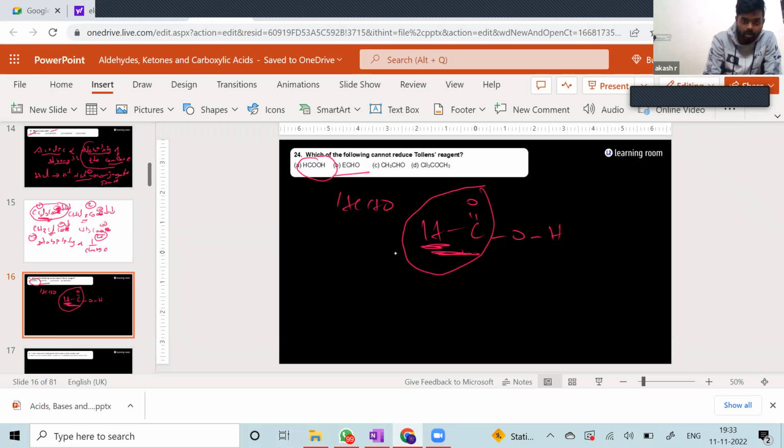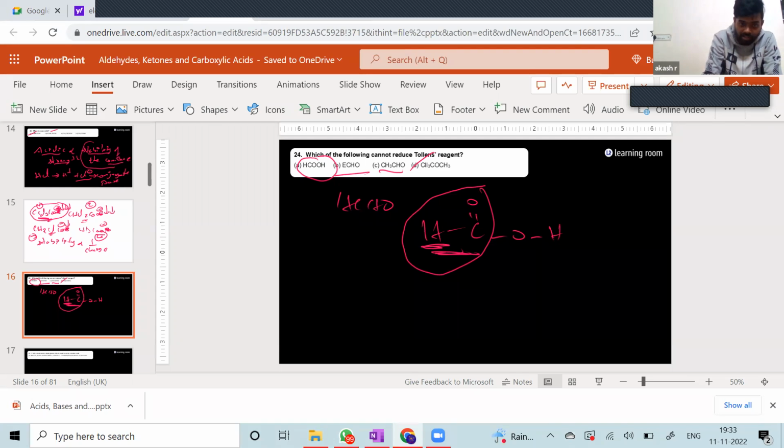Right? So obviously the answer to this question would be... Yeah, tell me. Sir, then in option C also CHO is there now. Yes, it will give. Obviously, they're asking what will not give. Oh, okay, understood. Right? I mean, all aldehydes will give, right? And the only acid which will give is HCOOH.